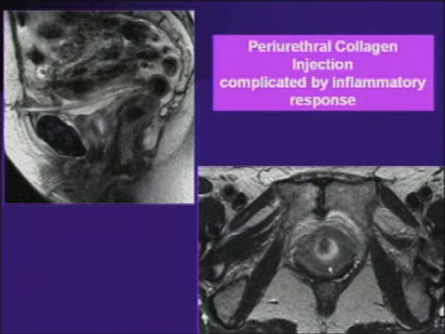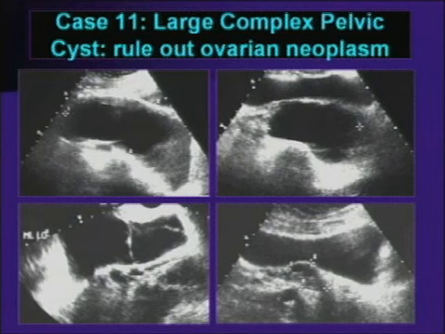And one important question to ask when evaluating patients with urethral pathology is whether they had any procedures such as collagen injection, which is sometimes used for incontinence. And in this particular case, the patient had a collagen injection, and this was a complication where there was a marked inflammatory response, and this should not be confused with a diverticulum of the urethra.